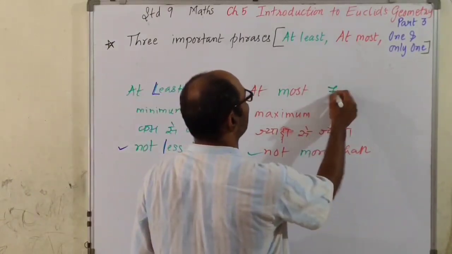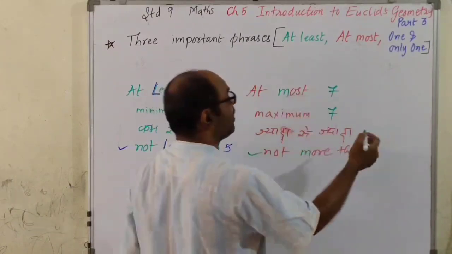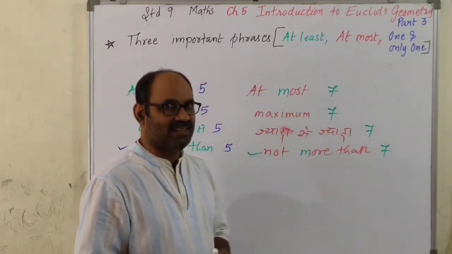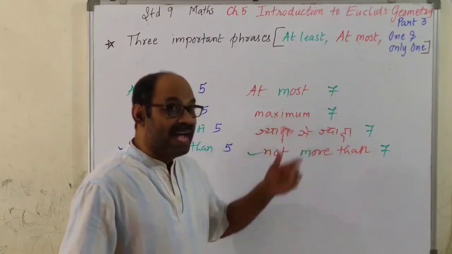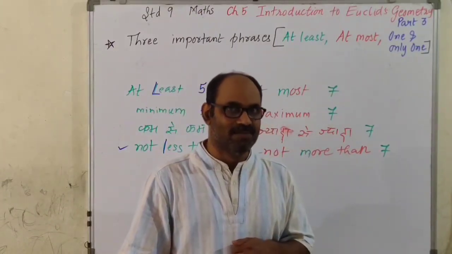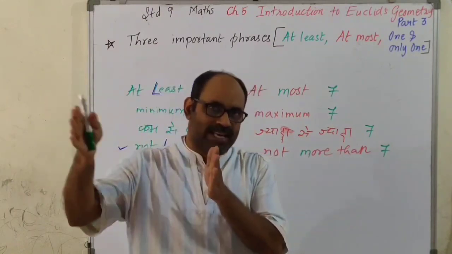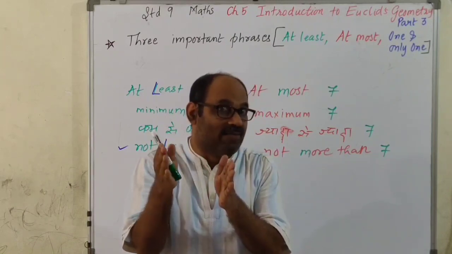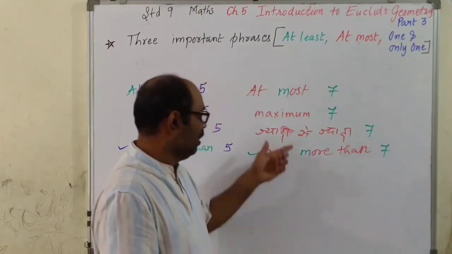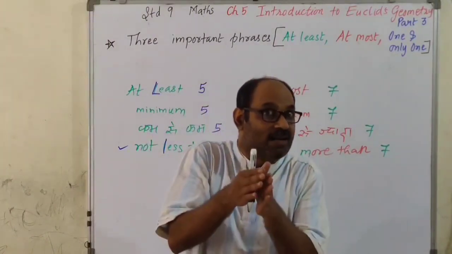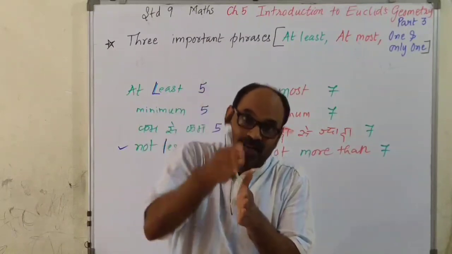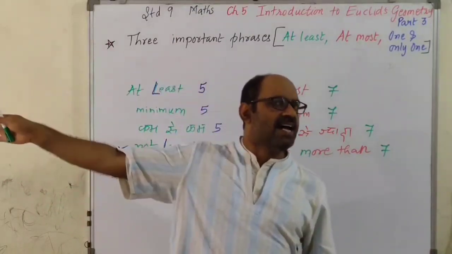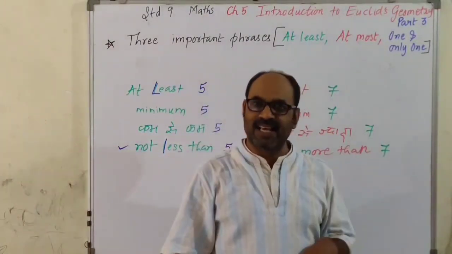At most 7 means maximum 7. Jyada se jyada 7. Not more than 7. These are the three meanings. Alright, तीनों को समझते हैं. Maximum 7 मतलब not more than 7. 7 maximum. So you cannot have more than 7. Either 7 or less than 7. ज्यादा से ज्यादा 7. 7 सबसे ज्यादा. उसके ऊपर नहीं. Not more than 7. 7 से ज्यादा नहीं. मतलब 7 हो सकता है या 7 से कम.